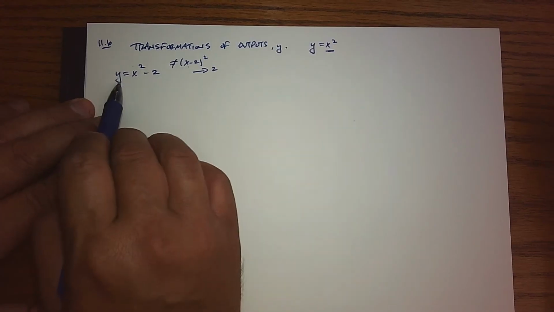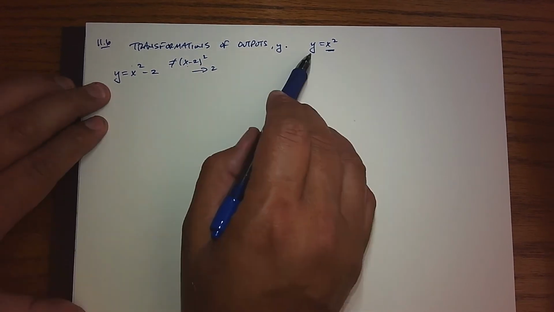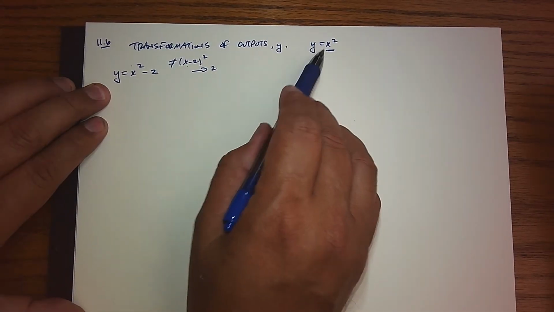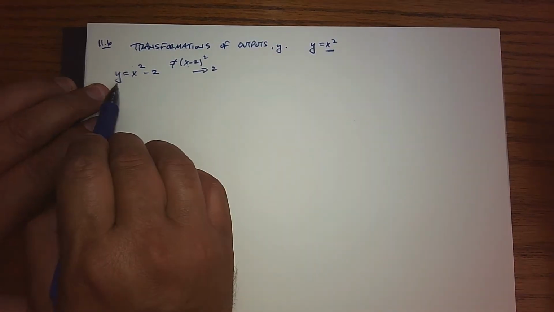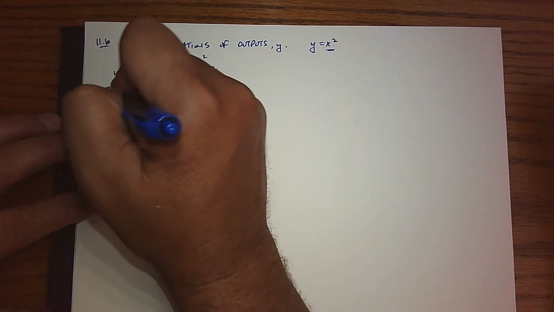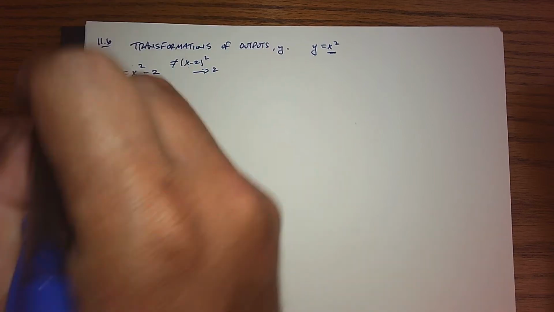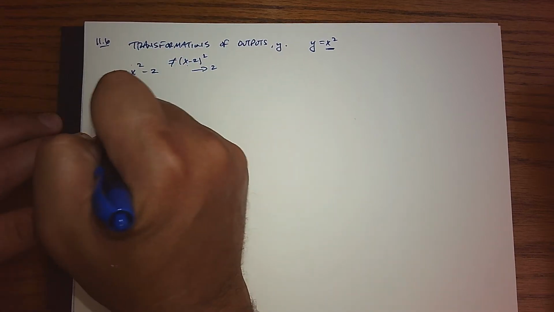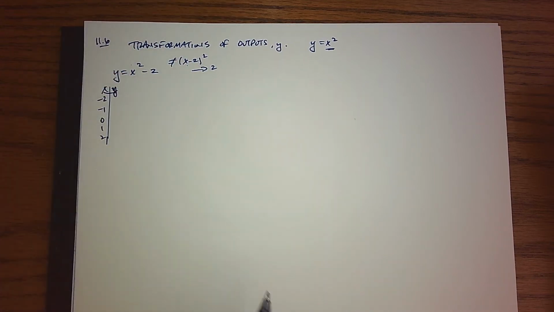So what's the new function going to be? This y and this y are a little different. So here's the original function. This new function is x squared minus 2. Again, let's do some point plotting. Let's figure out what happens there. Sorry, I'm kind of losing my voice there.